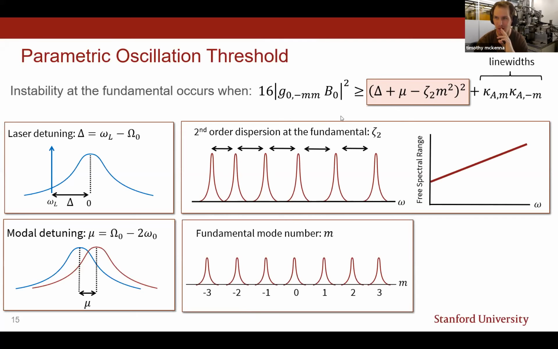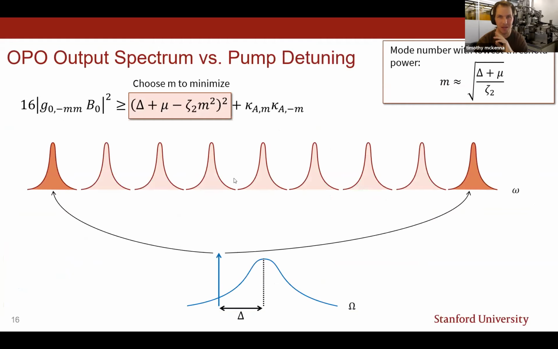The fundamental mode with the lowest threshold will be the one that minimizes this term in the box. So let's see how that looks in another cartoon. Here we're going to see how the output OPO spectrum changes as a function of pump detuning. I want to emphasize that that last slide and everything I'm talking about is possible because we have a fully resonant system. It's possible because the pump mode, the pump second harmonic mode, and the fundamental modes are all fully resonant.